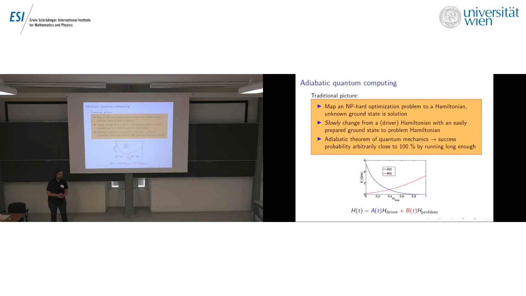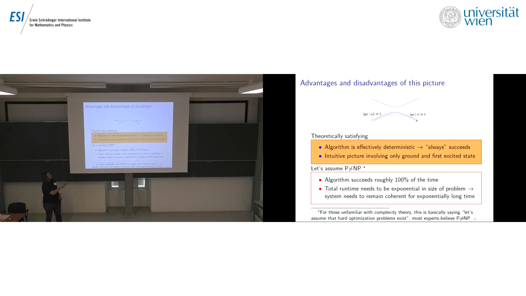Okay, so let's think about the very traditional view of adiabatic quantum computing. You map an NP-hard optimization problem to a Hamiltonian, and the solution is effectively an unknown ground state. And then you go very slowly. By the adiabatic theorem, you remain in the ground state with high probability. And if you run for long enough and everything's completely coherent, you reach your answer with 100% probability. Very nice, very theoretically satisfying, gives you effectively a deterministic algorithm. It always succeeds, basically.